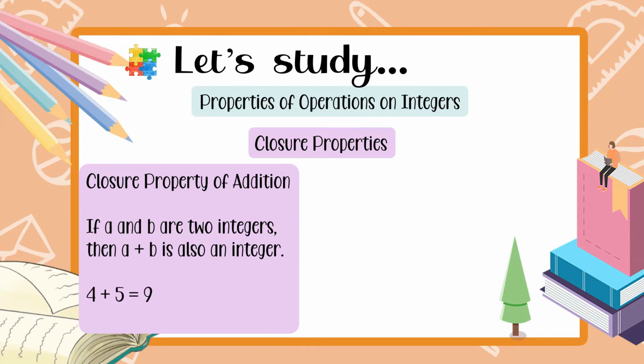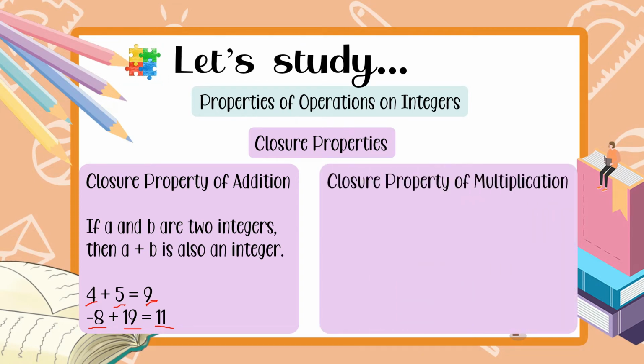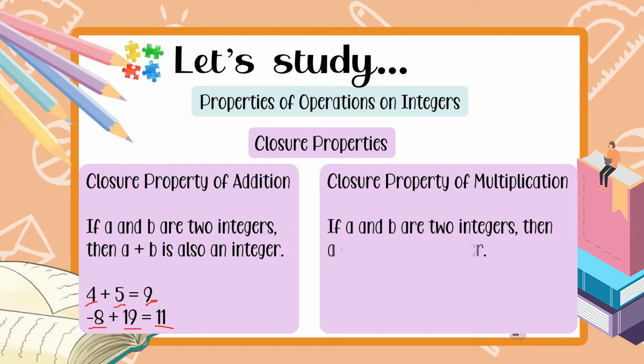So, example, 4 plus 5 equals 9. So, as you can see, si 4 and si 5 ay integers, and the sum is also an integer. Another example, so si negative 8 is an integer, 19 is an integer, therefore, ang sagot din niya ay integer, which is 11. Next, aside from closure property of addition, meron din tayong closure property of multiplication. So, same lang. If a and b are two integers, then a times b is also an integer.